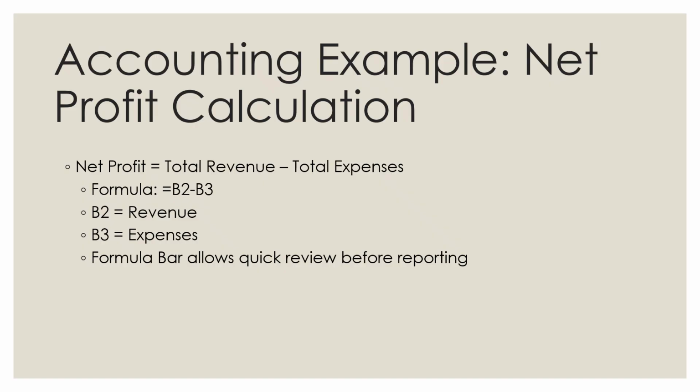Now let's calculate net profit. The formula for net profit is equals to total revenue minus total expenses. In Excel, it is equals to B2 minus B3, where B2 represents revenue and B3 represents expenses in the cell. The cell may show only the net result, but the formula bar shows the actual calculation logic. This is very helpful during audits.